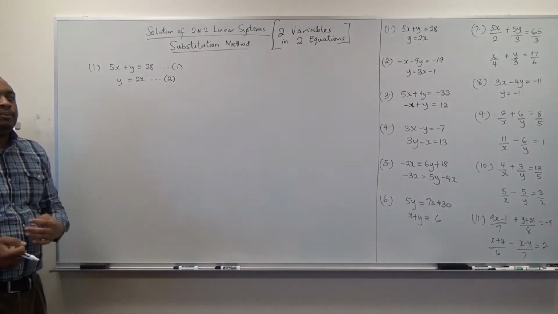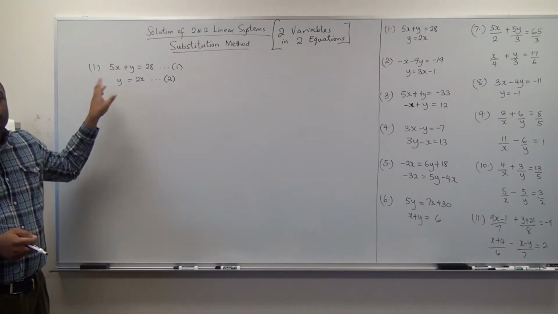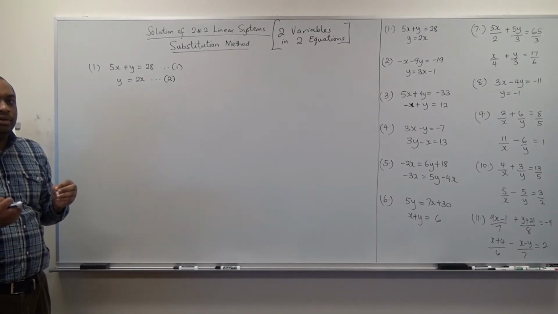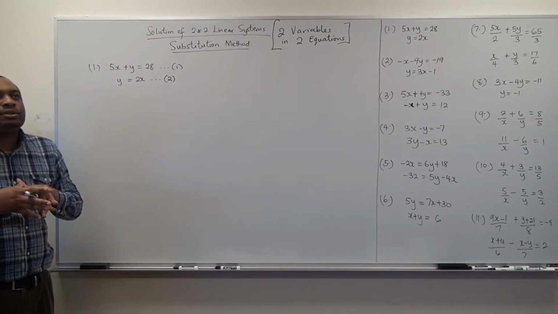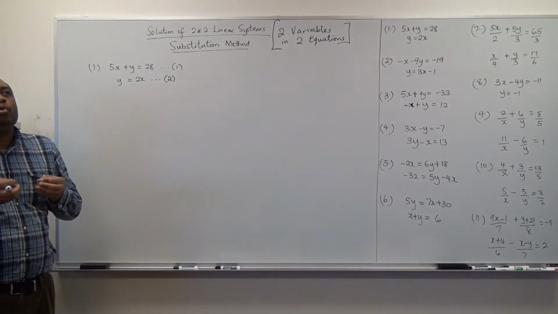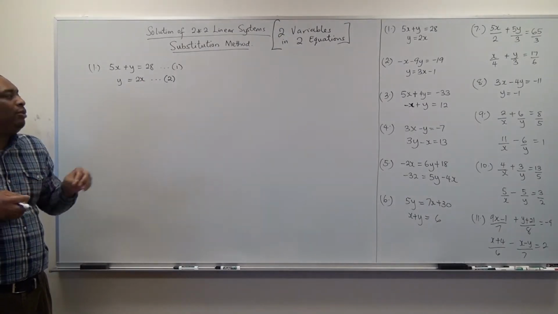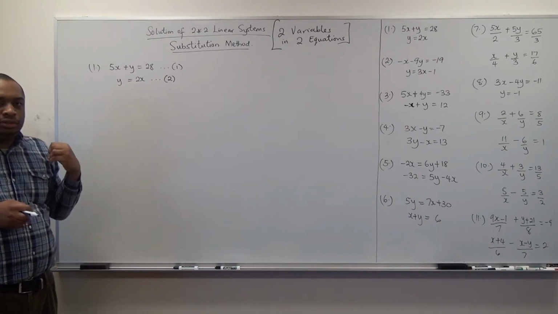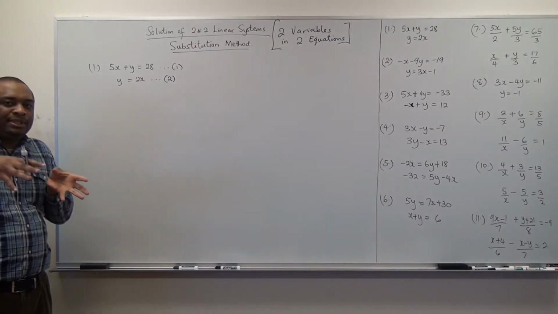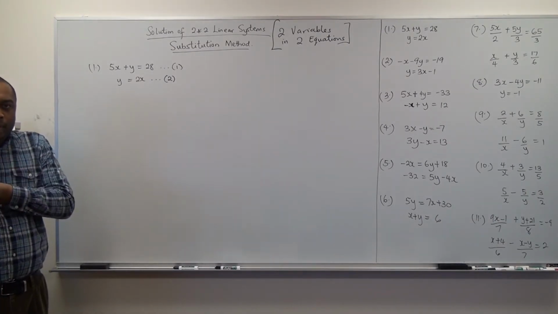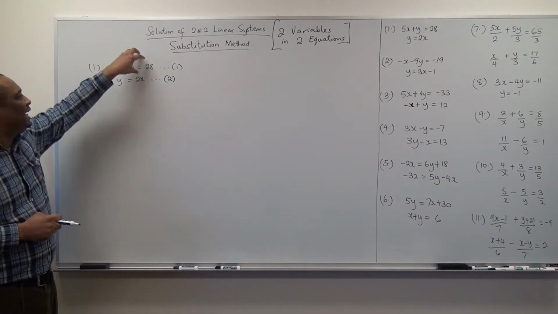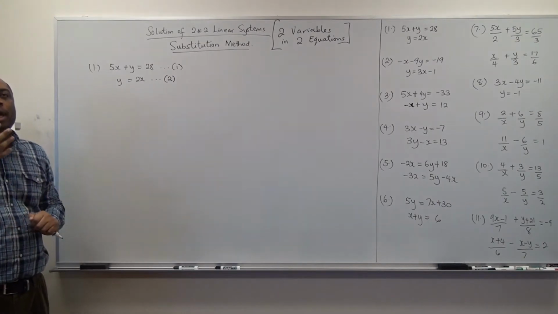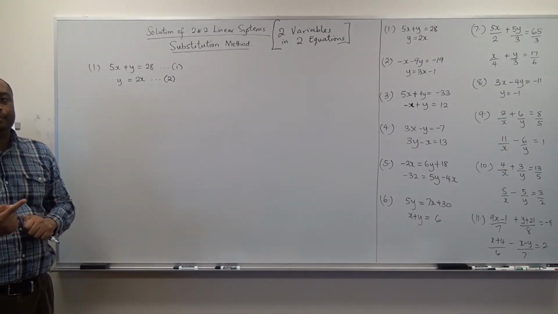Now, where do you start from? You look at equation 1 and equation 2. In equation 2, you see that y is already isolated. Y is on its own. You want to start with an equation whereby y is already on its own, so that you can substitute 2x for y. You start with an equation, you now substitute something for the variable in that equation, and you now substitute it into the other equation. In this method, we try to use every equation at least one time.